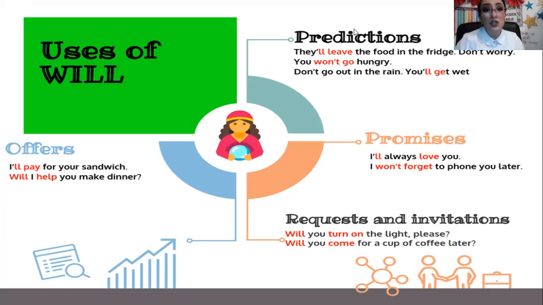Also remember that we are going to be making use of will when we are making or talking about promises. I'll always love you. I won't forget to phone you later. Maybe you don't have the words I promise here, but you can infer that the person who is talking is making a promise, depending on the case, okay?